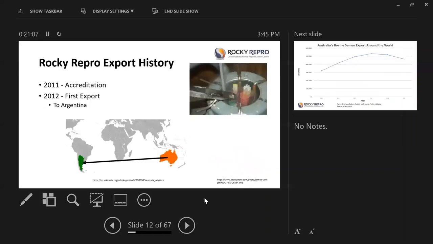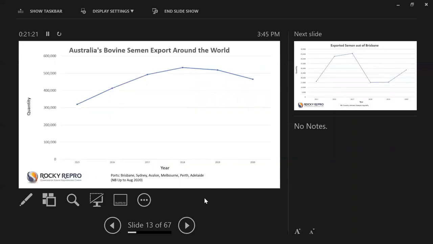So Rocky Repro first got accredited to export overseas in 2011, and then in 2012 we sent our first tank to Argentina. And since then, export has just gone crazy. So these graphs here have been taken from data collected by the government, and it is only up to August this year, so just bear in mind some of these trends have changed drastically in the last few months as corona restrictions have started to settle around the world.